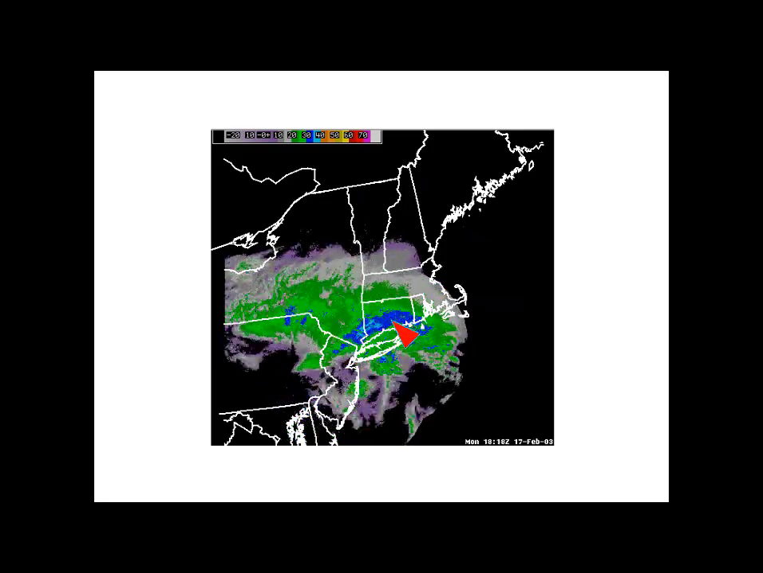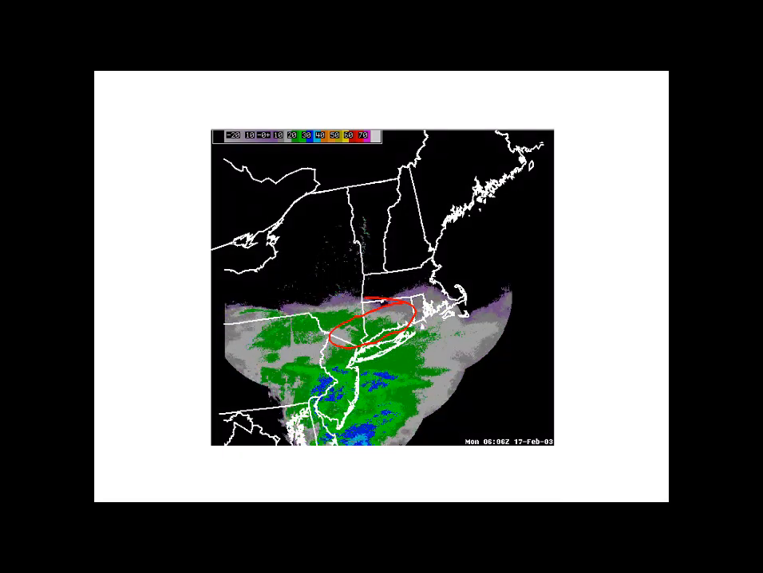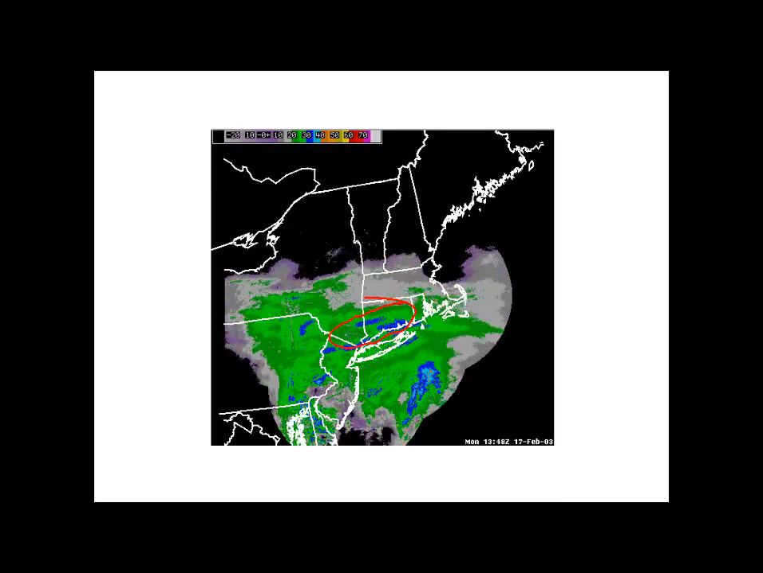And that's actually some mesoscale banding that's set up for some period of time here and provided for a little bit higher snowfall amounts locally.